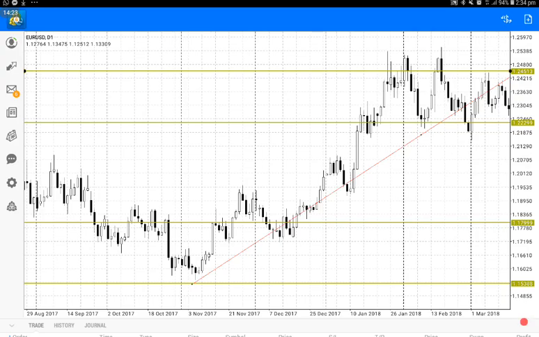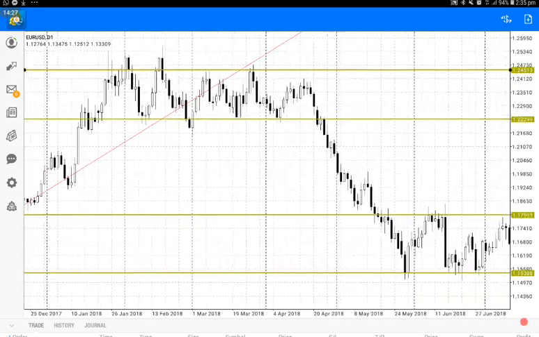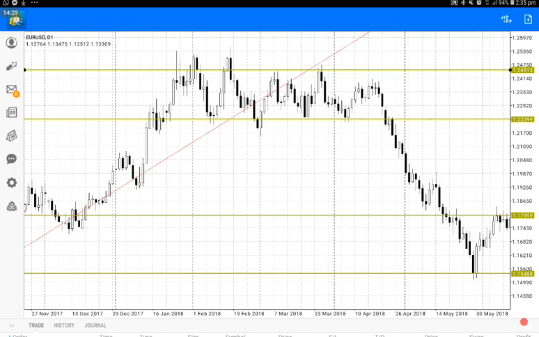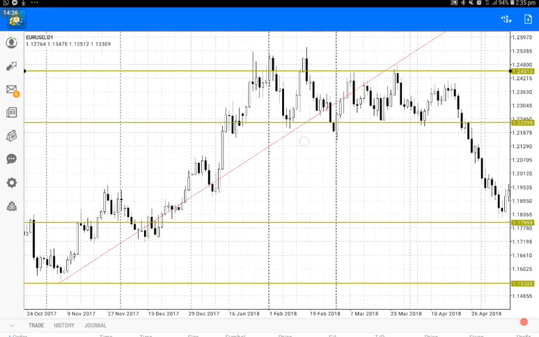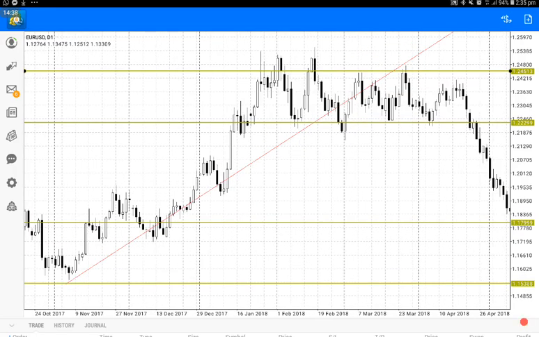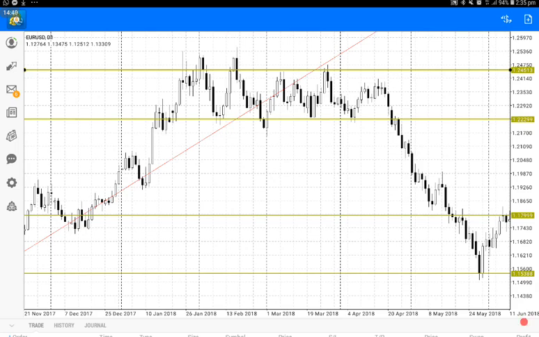In the next video, I'm going to talk about channels, which is this section here. So I will have different ways of taking trades based on support and resistance. This is one strategy of trading support and resistance in line with the trend line. So in the next video, I'll be talking about channels.